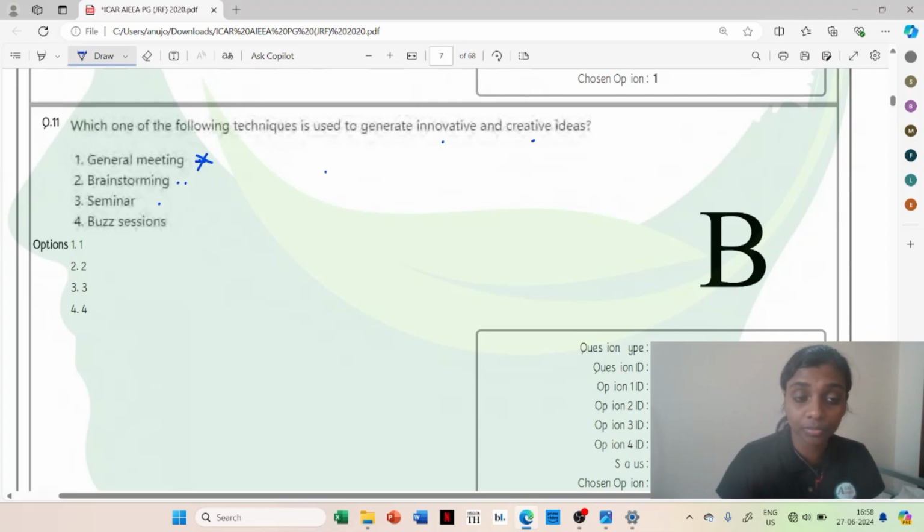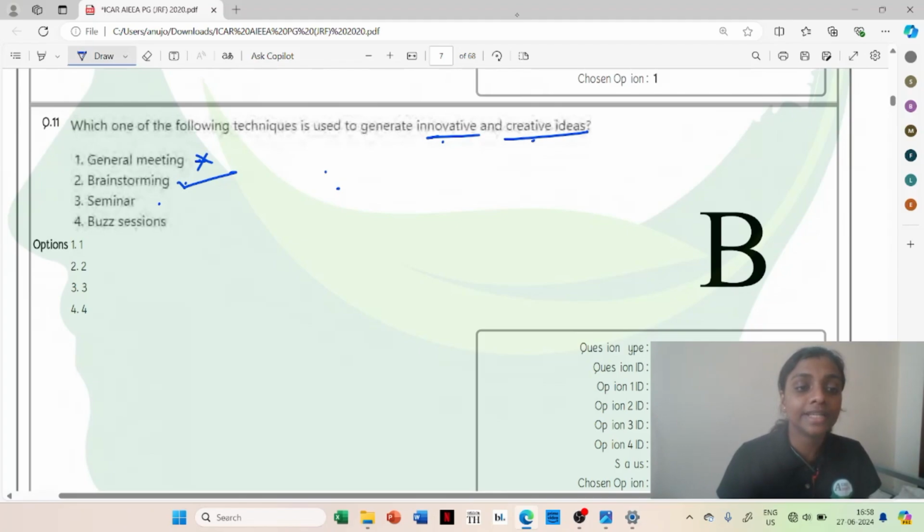Second one is brainstorming. Brainstorming is the technique where a group of people will tell whatever ideas are coming to their mind without any restrictions. There will be two sessions, a green session and a red session. In the green session, they will tell whatever ideas come into their mind without any restrictions. So that is the answer to this question, the technique used to generate innovative and creative ideas. In the next session, the red session, the screening of the ideas will happen.